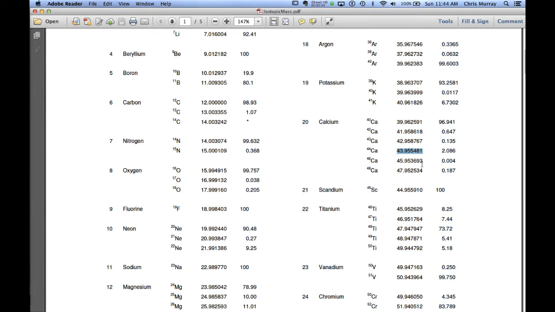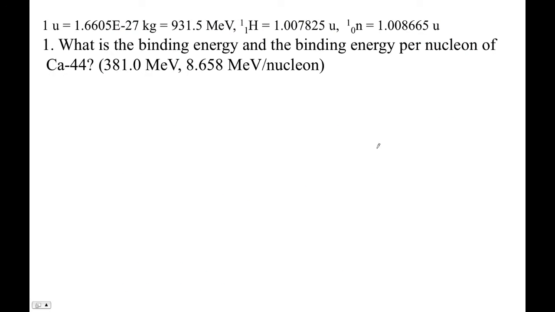I'm going to type that into my calculator, so I've got it: 955,481. All right, there's that mass. Also notice that it's element 20. I'll type that into my calculator too, because we'll need the 44 when we go back. So this is really calcium, 44, 20. Its mass is 43.955481.